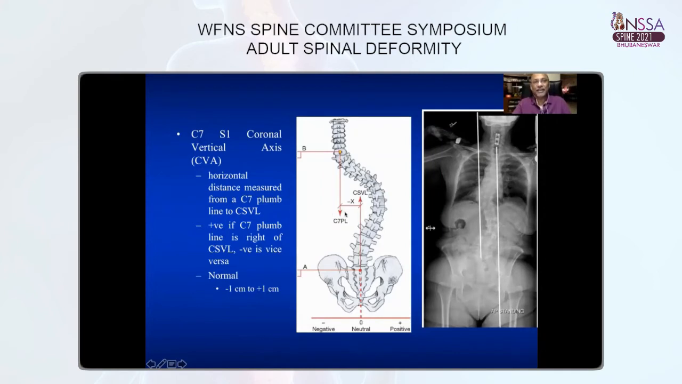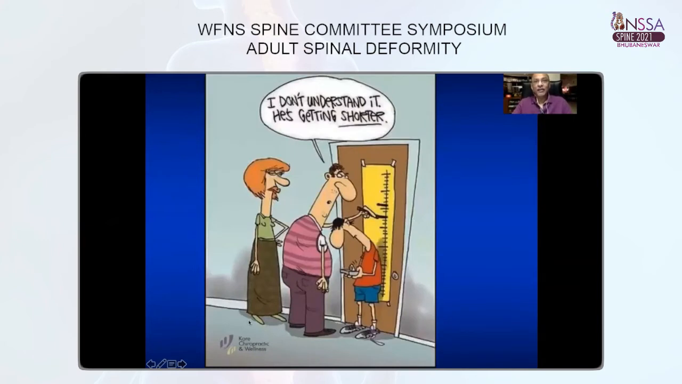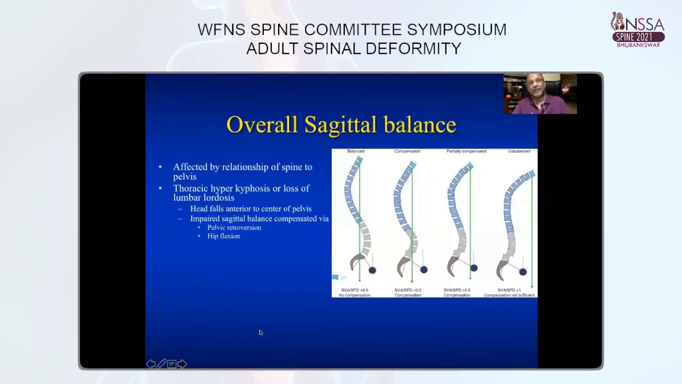So it is the horizontal distance measured between a line that's drawn from the C7 plumb line to the CSVL. So CSVL, and normally it is between -1 and +2. And if it's on the right side, we know it's positive, and if it's on the left side, we know it's negative. So this guy says, I don't understand why he's getting shorter. And obviously these mobile phones have caused a lot of deformity in present day and age.